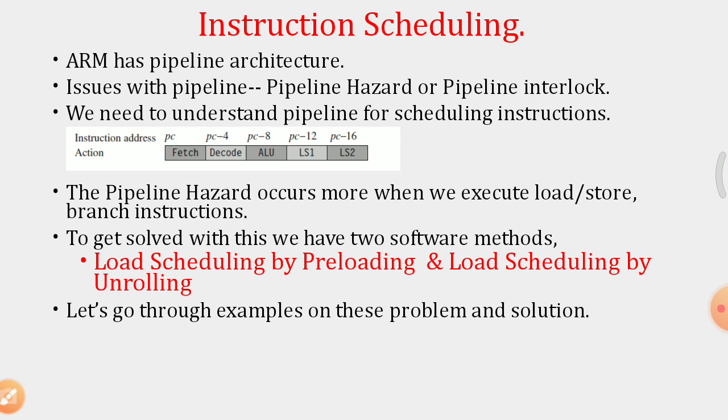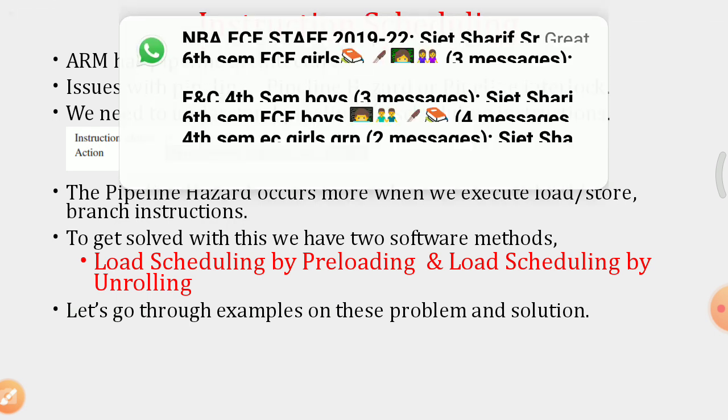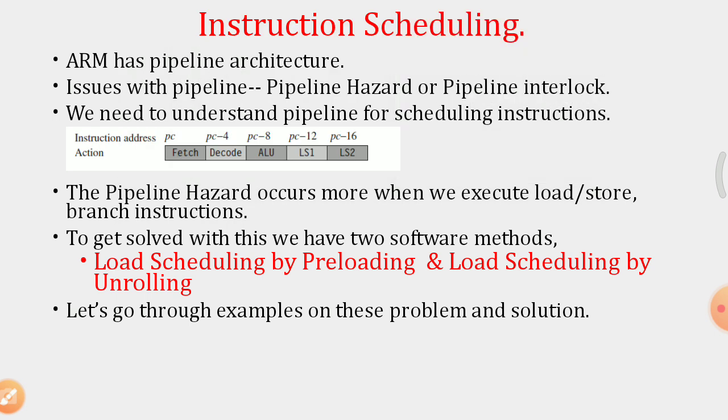So basically, the instructions add, subtraction, and logical operations all take only one cycle to be executed, but the load, store and branch instructions will take many cycles to be executed, and that delays the execution of the instruction. Hence pipeline hazards or pipeline interlock occurs.